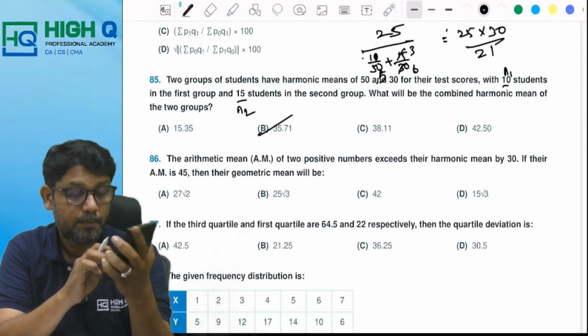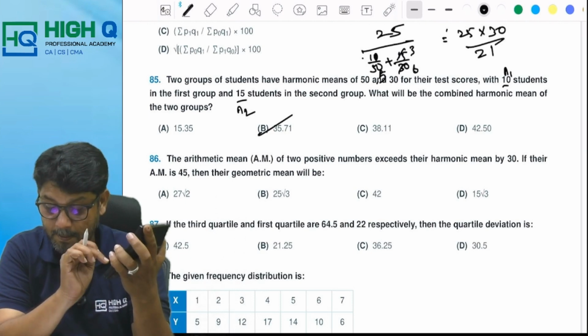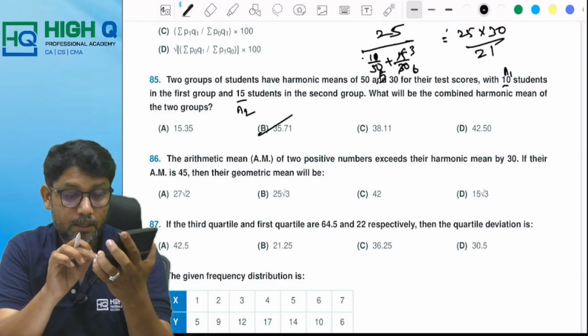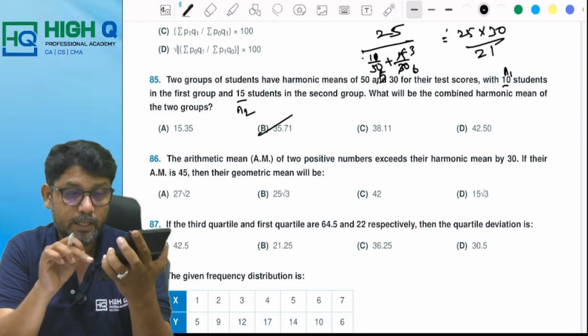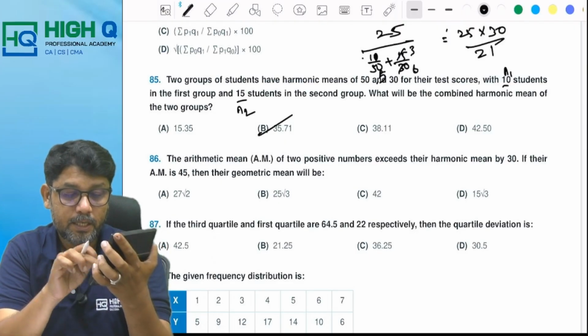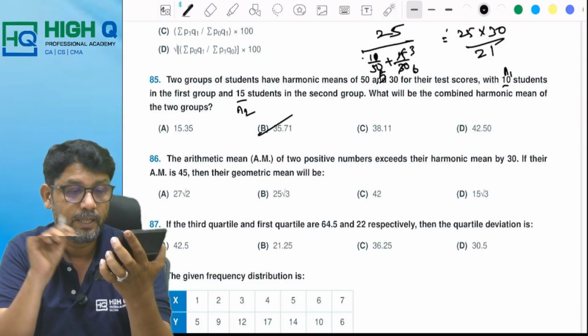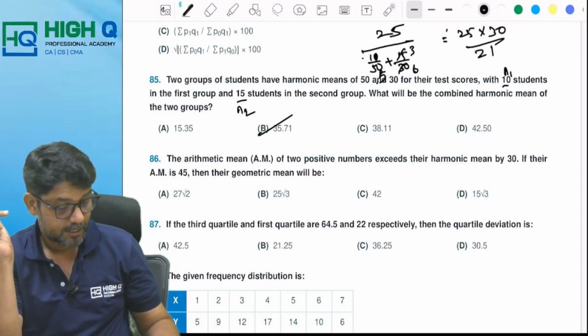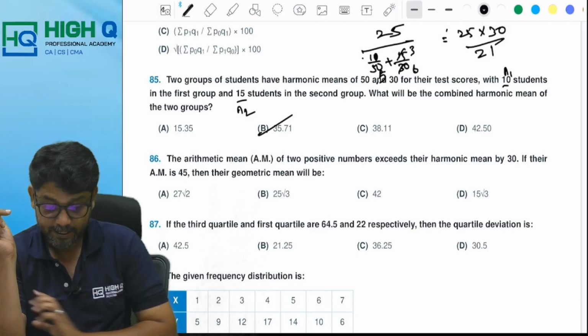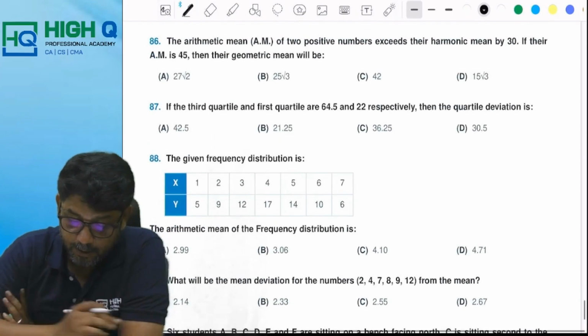Or otherwise, if you are using the calculator directly, what we can do: 10 divided by 50 M plus, 15 divided by 30 M plus, MRC, divided by, equal to, into 25. We get 35.71. The same answer we are getting, my dear. Okay, next.